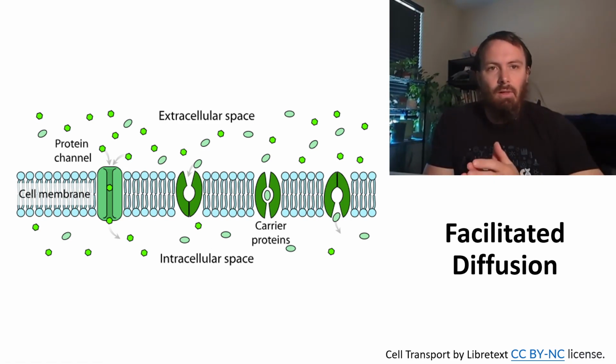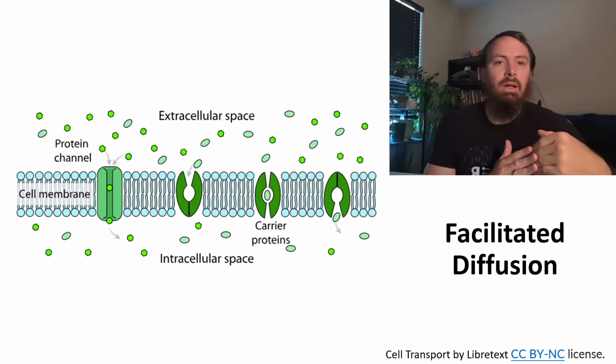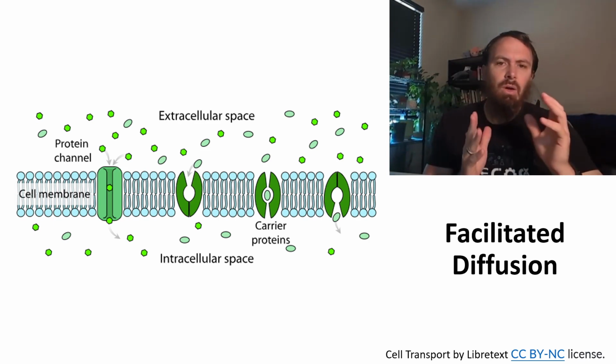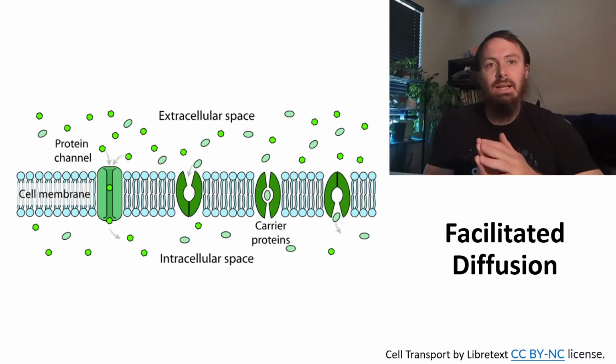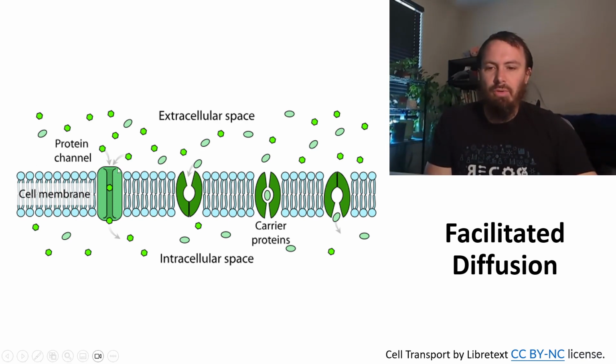But what if the cell wants those solutes inside the cell? So it does want them to come in, but they can't because they're not permeable. In that case, the membrane will create proteins that will act as channels for those solutes to move into the cell. So here's an example of a protein channel. Now these ones are specific to different solutes, so this one's specific to these green hexagonal ones. And if it's a higher concentration out here, they're going to diffuse through that protein channel rather than going through the membrane.